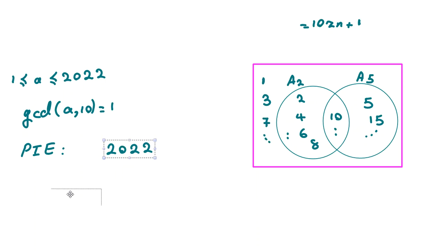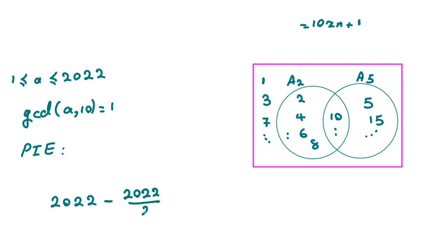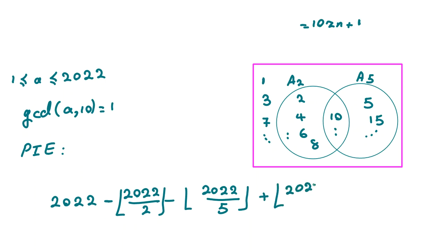We want to calculate these numbers. So we say 2022 minus multiples of 2, so 2022 over 2, minus, it is an integer, you can also write it as floor, 2022 over 5 multiples of 5. But we've subtracted multiples of 10 twice. So we should add them back, because we should subtract the bad numbers once. So it will be this.